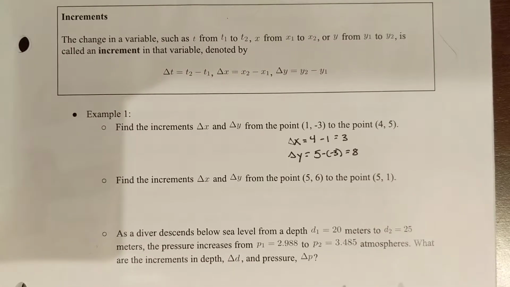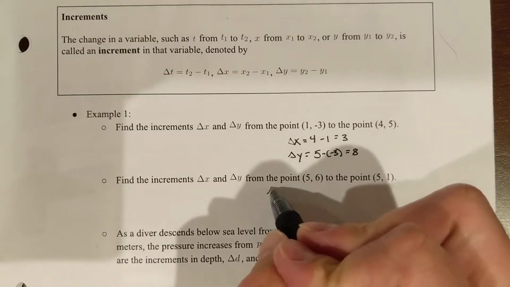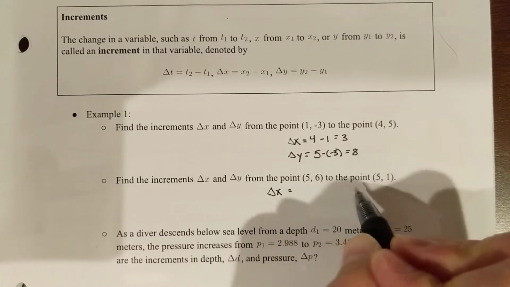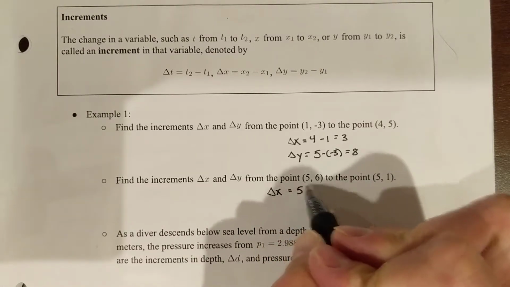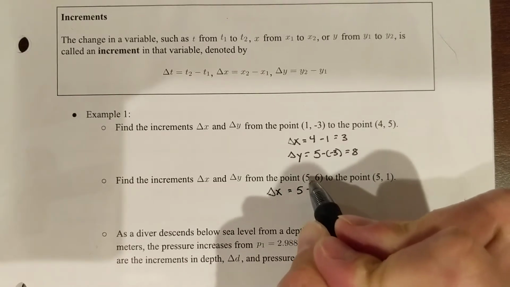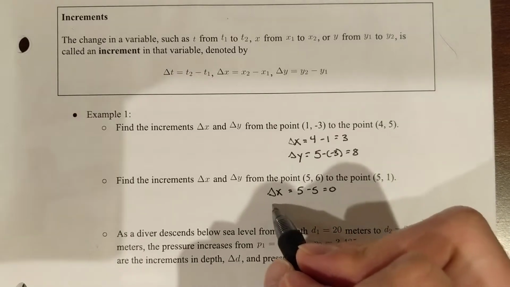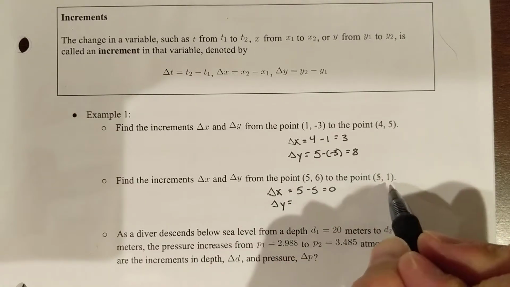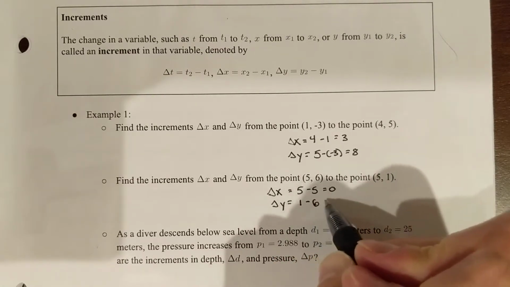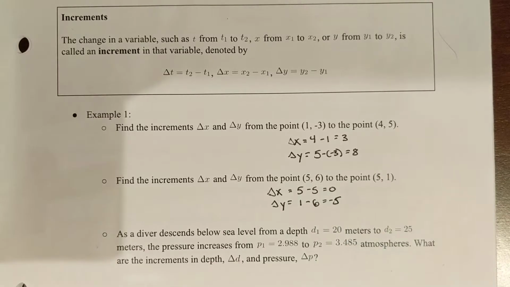Second one here, find the increments for these points. So once again, delta x is x2, which is 5, minus x1, which is also 5. So the increment for x is 0. The x value doesn't change. And for y, you have 1 minus 6, which is negative 5.